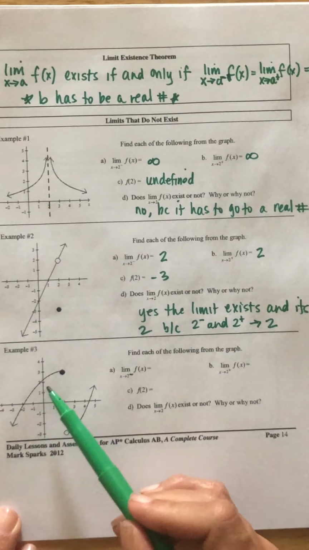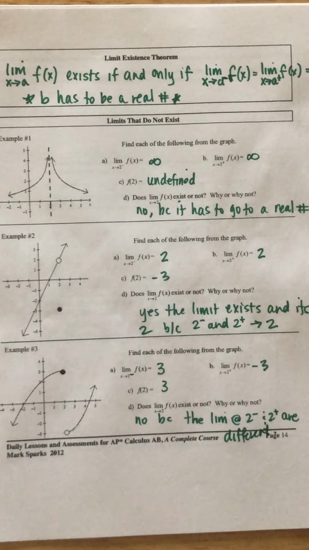And you're going to say no. And that's because the limits at 2 from the left and 2 from the right are different. So the limit does not exist. Okay? So, how do you feel? Good stuff, right?